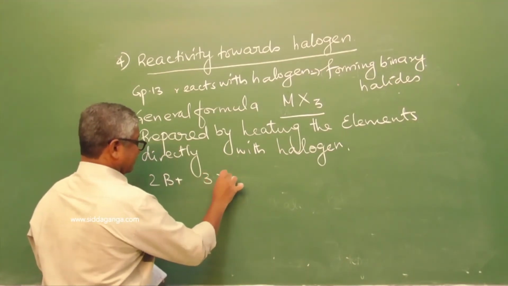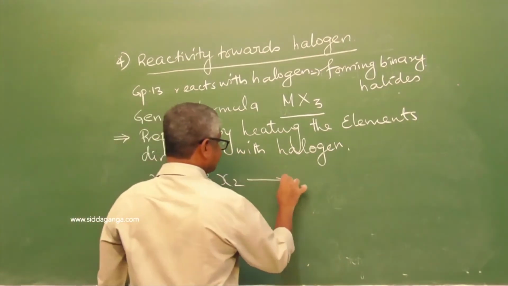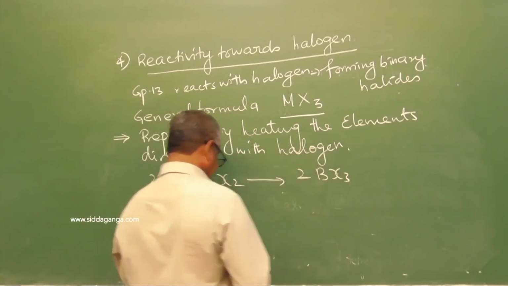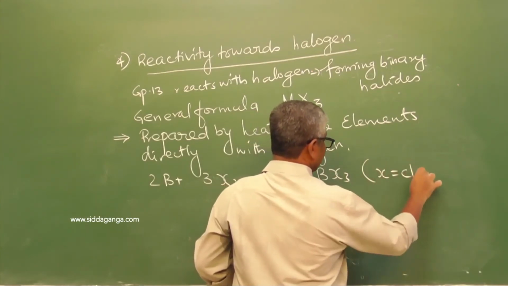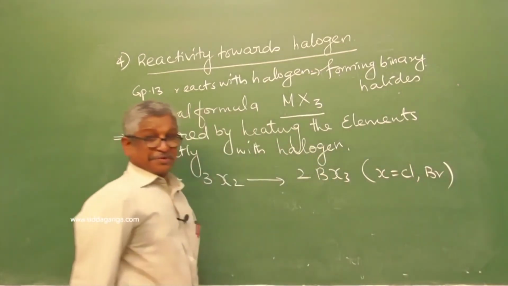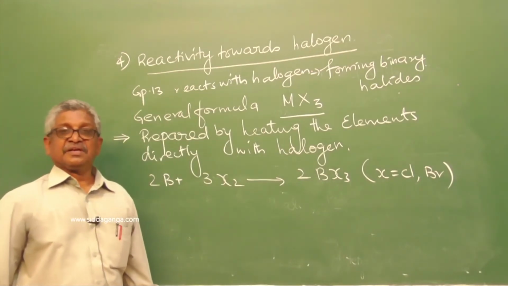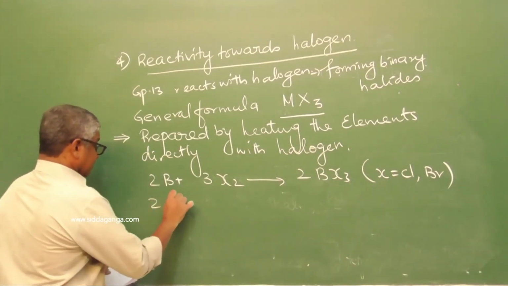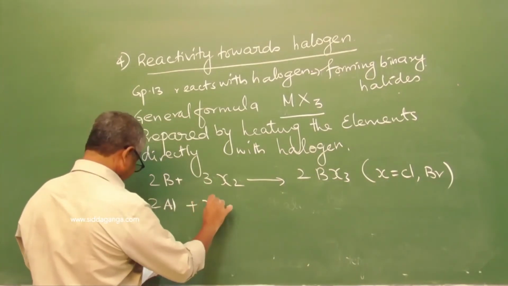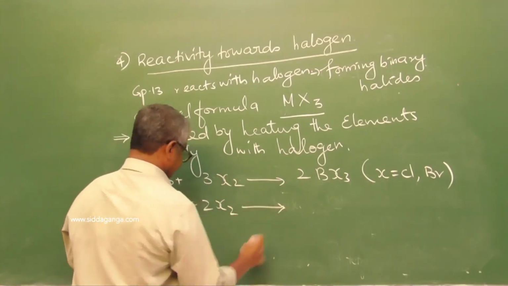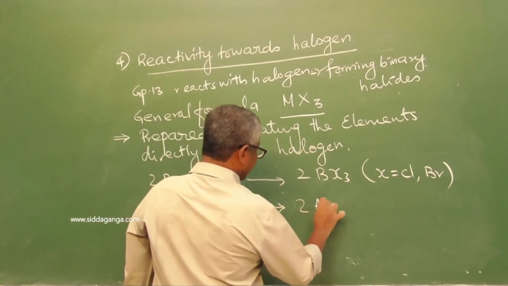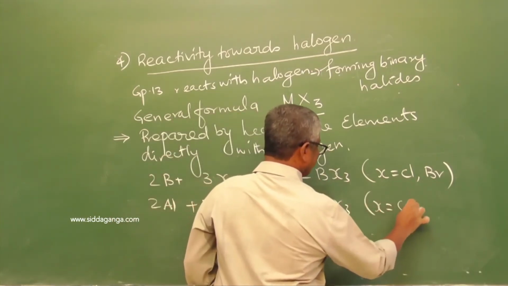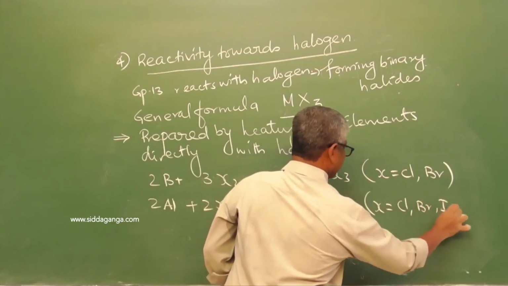Examples: boron reacts with 3X2 and forms BX3. The X may be chlorine or bromine. Aluminium reacts with halogens and gives aluminium halide. Here the X may be chlorine, bromine and iodine.